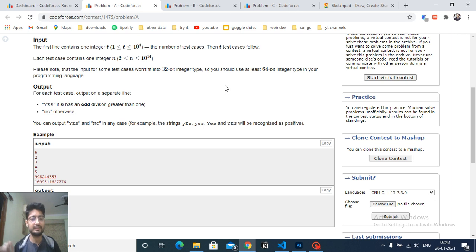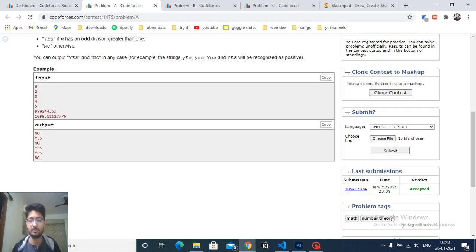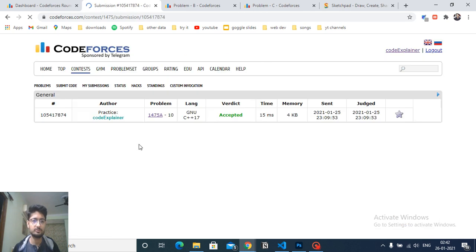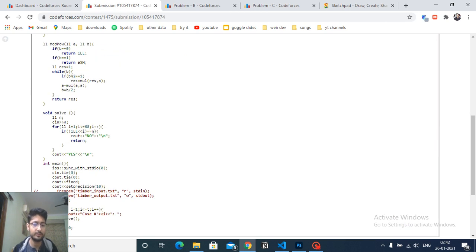If any of these numbers is equal to n, then obviously n is a power of 2, and the answer is no, because it will only have even factors. Else the answer is yes. I'll link the code in the description also. You just have to iterate from 1 till 60 and check whether it is a power of 2. If that number becomes equal to n, then the answer is no, else the answer is yes.